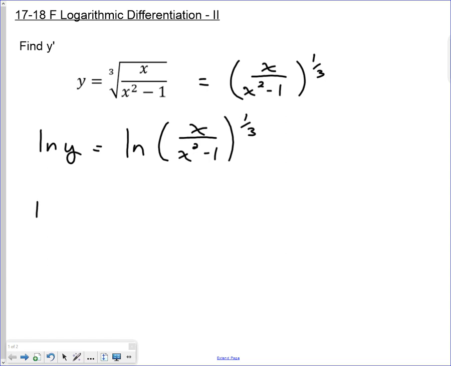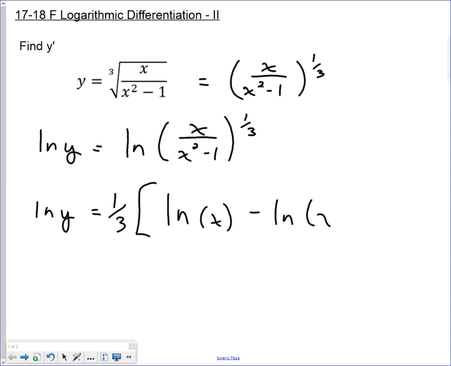So we can get ln y equals 1/3, and then all in brackets here. So we bring down the 1/3 first, and then we can break up the logarithm, the log of x over x squared minus 1, into a difference of two logarithms. So this is going to be ln x minus ln of x squared minus 1.